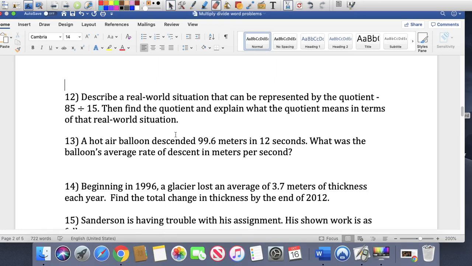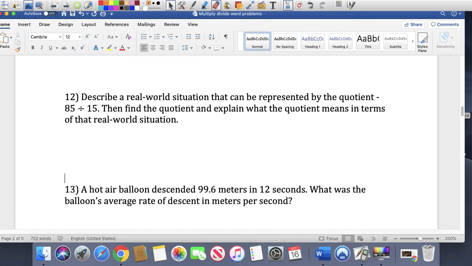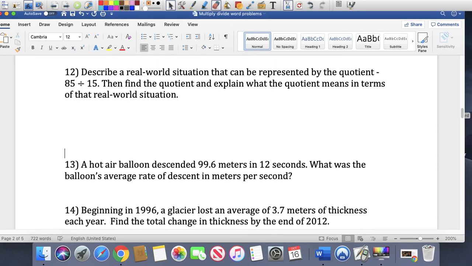12. Describe a real-world situation that can be expressed by the quotient negative 85 divided by 15. Is that positive 15? That was negative. Hang on a second. It's negative 85, by the way. Over here, I'll put negative 85.